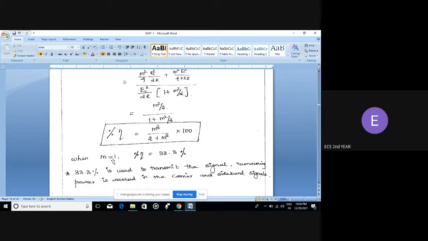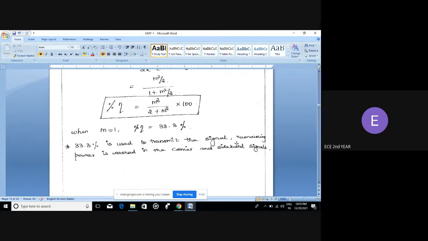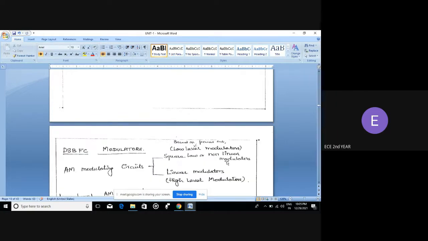Here, if you put m equal to 1, what will happen? It becomes 1 divided by 3 into 100, so the percentage efficiency will be 33.33. This percentage of power is used to transmit the signal. The remaining power is wasted in the carrier and the sideband signals. So only 33% of the power is used to transmit the signal, and the remaining 66.7% is wasted in the carrier and the sideband signals.